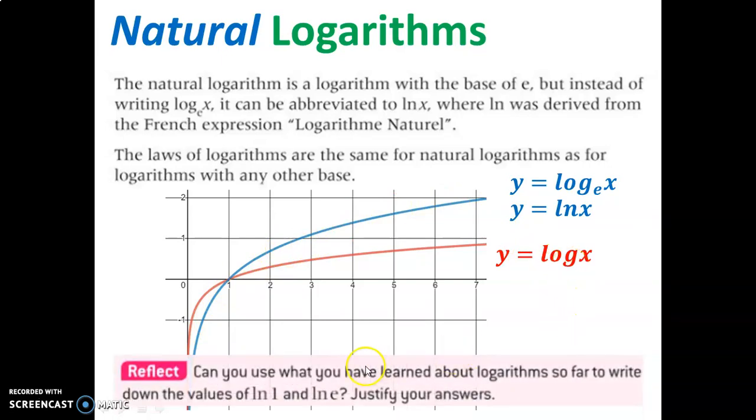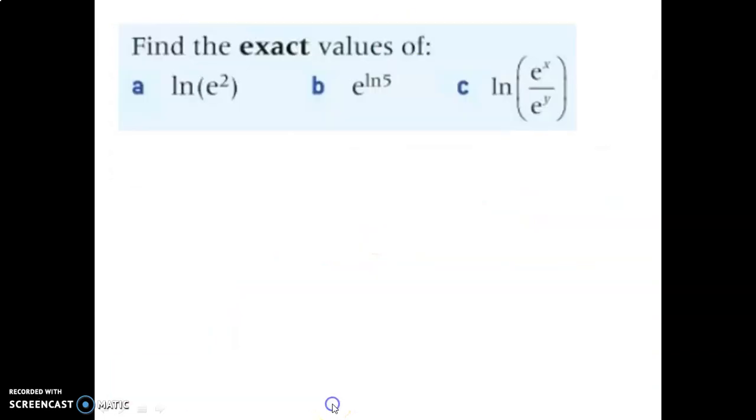Now using what you know about logarithms, what are the values of ln 1 and ln e? Think of these as log base e of 1 and log base e of e. I hope you chose 0 for the first, because e to the 0 power is 1. And for this one, I hope you saw there's a base e there, so e to the first power is e. So that would be a 1 for that one.